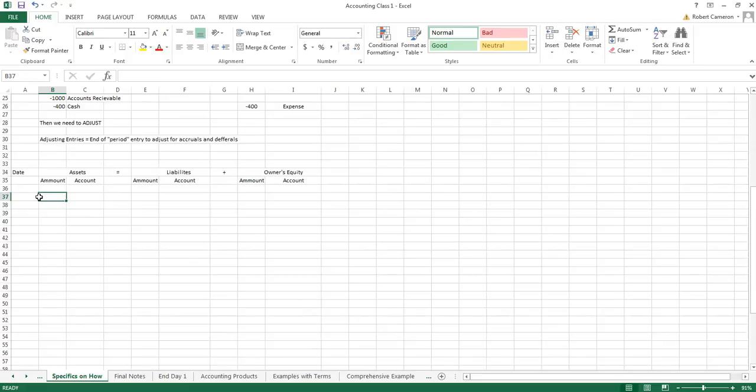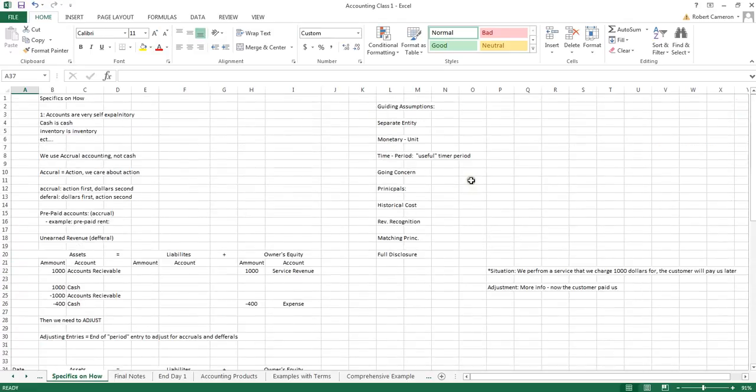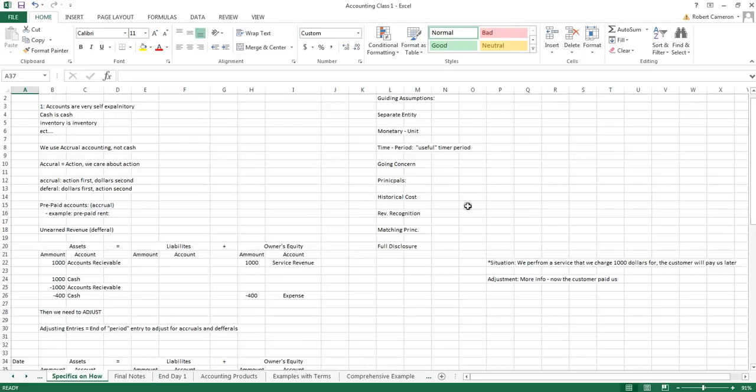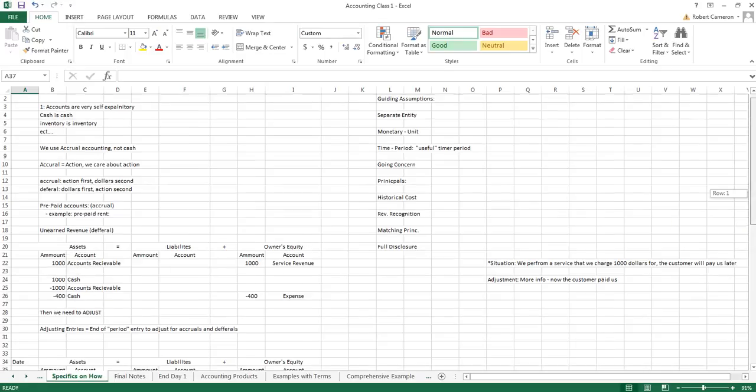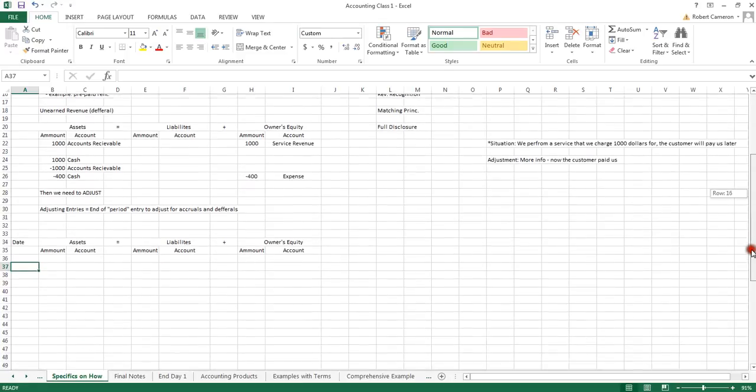So last time I threw a lot of information at you and I pretty much ended with, hey, with accounting we have all these assumptions and principles, and we also have accrual accounting. We care about action, not cash, and then we use these pretty much self-explanatory accounts for the most part to record all of these business actions into an accounting equation.